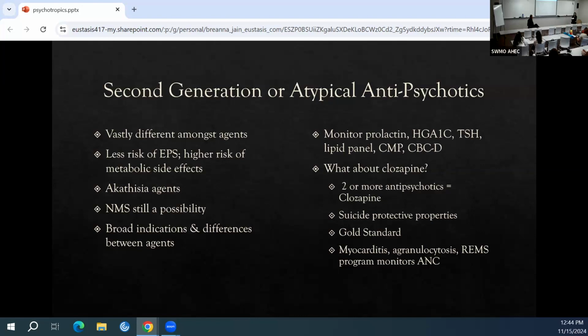So we get a baseline prolactin on all of those patients. There was a lawsuit several years ago about Risperdal causing breast enlargement in young males. So something we watch for, gynecomastia. But in general, we run a prolactin just to make sure, because it can also cause pituitary adenoma.